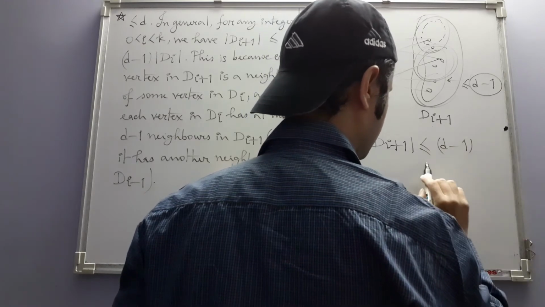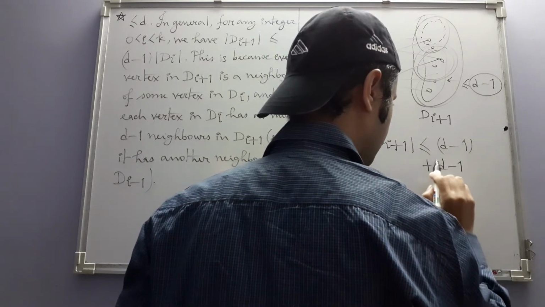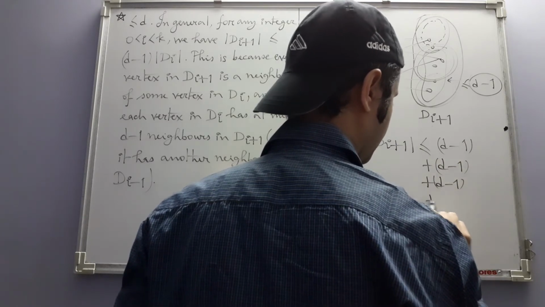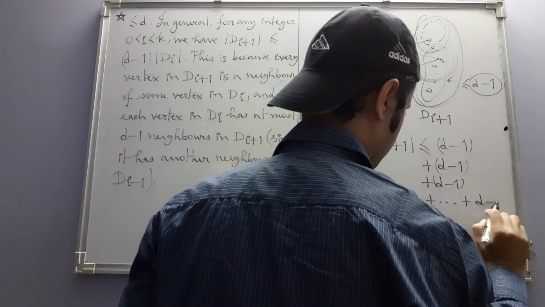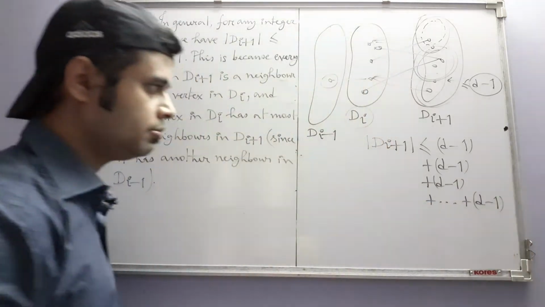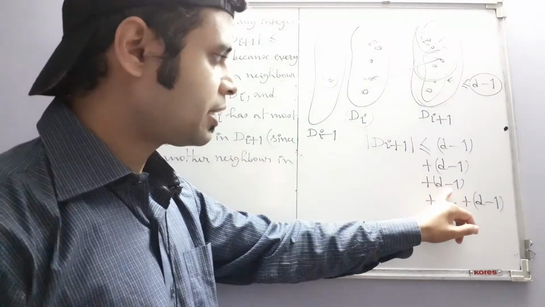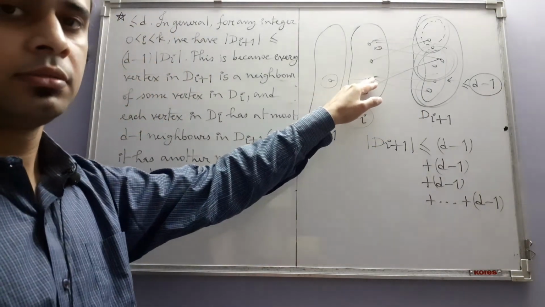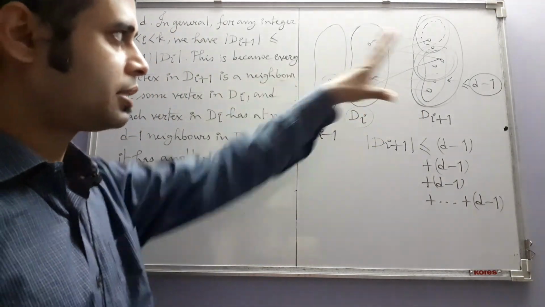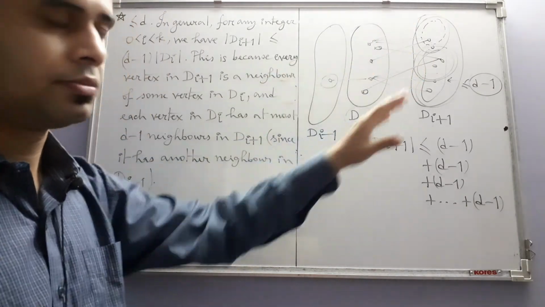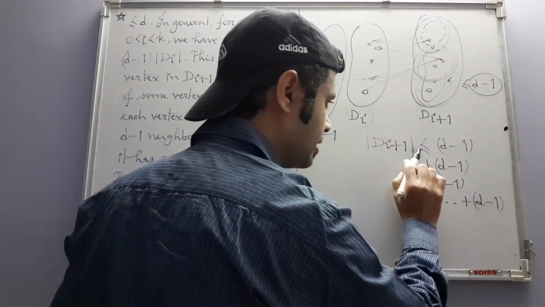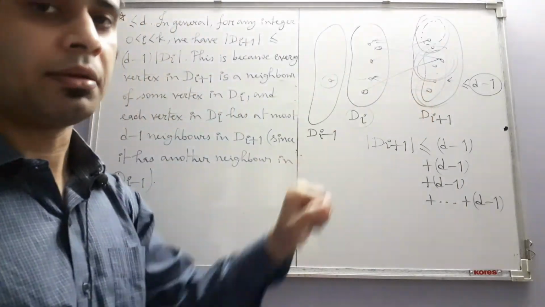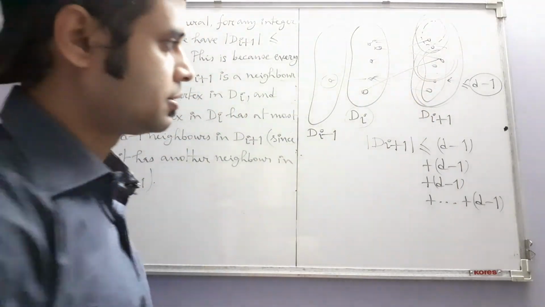D minus 1 plus D minus 1 plus D minus 1, a number of D minus 1s, where each D minus 1 is coming from that vertex, whose neighbors are here like this. Why do we write less than or equal to? That is because there may be overlappings, there may be intersections.